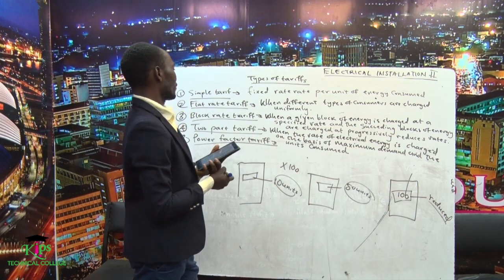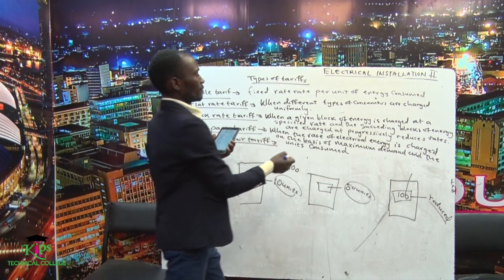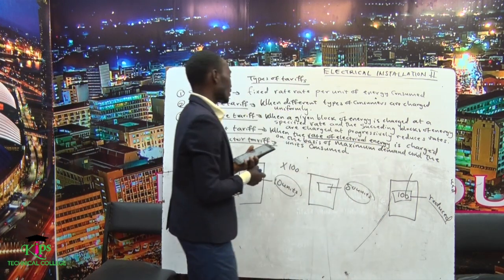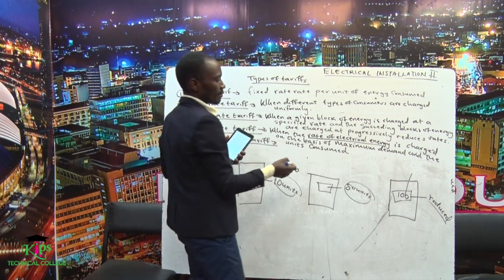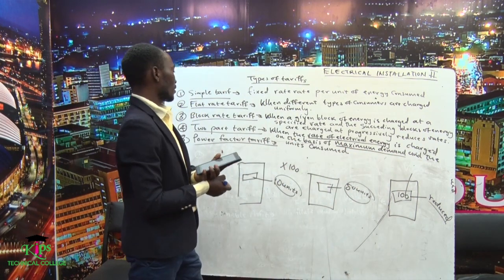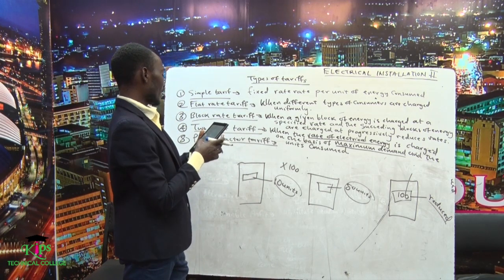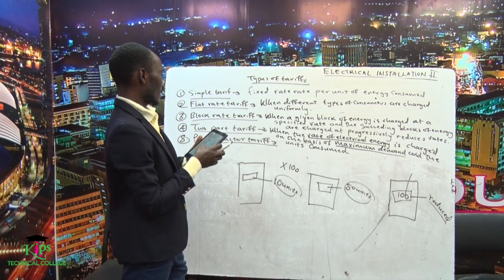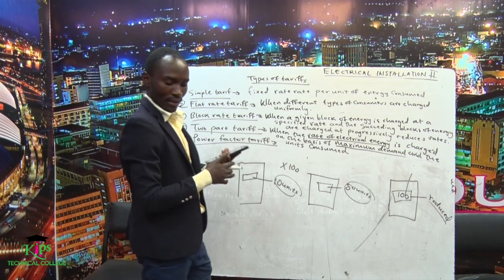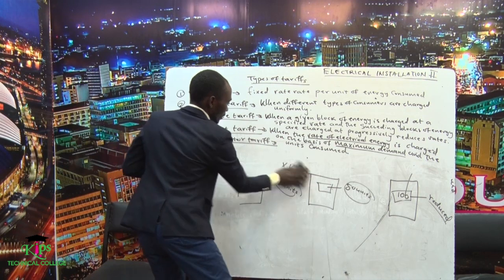In the two-part tariff, the rate of electrical energy is charged on the basis of maximum demand and the units consumed. The last one is the power factor tariff.